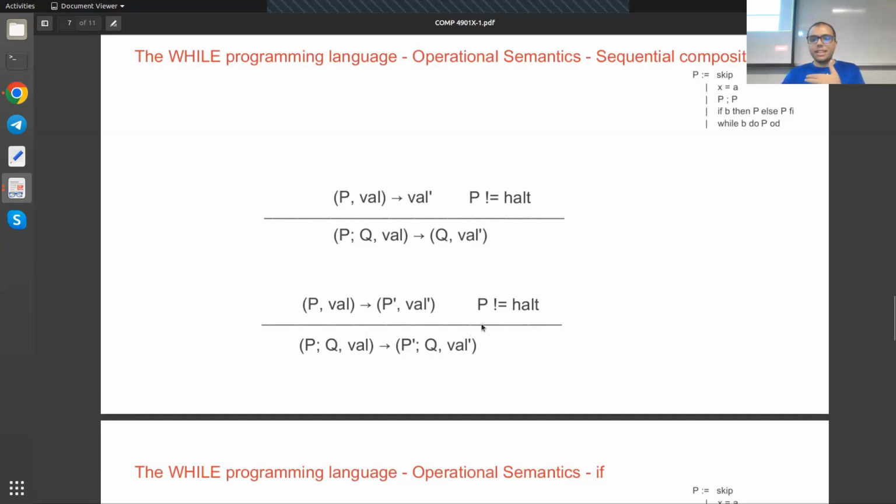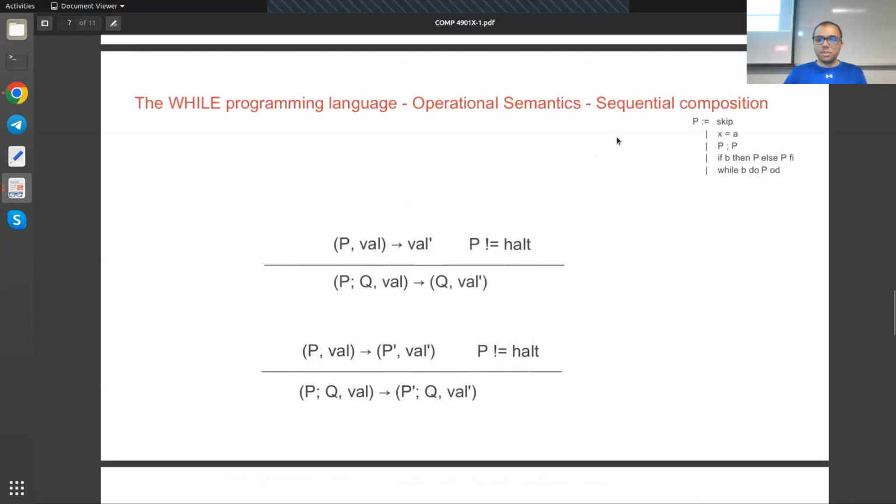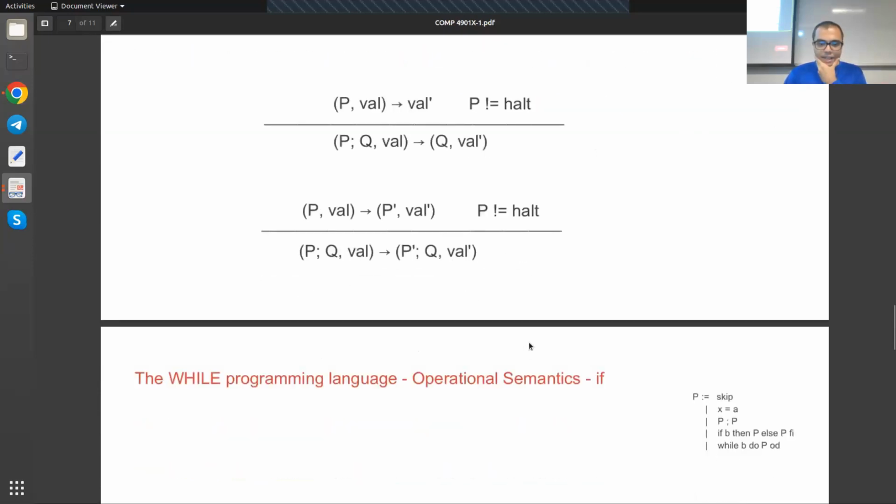So you see, this is the unintuitive part where by adding new commands, you have to sometimes go back and actually change the rules that you had for previous structures in your language. So in this case, I have to go back and make sure that when I'm applying the sequential composition rules, I take care of this corner case. I make sure that my P is not halt. Okay, nice.